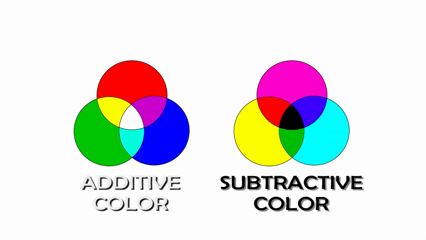So RGB refers to the primary colors of light. Wait. Are you telling me that there are two sets of primary colors? No. There are technically three. Allow me to explain. There are two sets of colors, the colors of light and the colors of pigment. These are commonly referred to in the art world as additive color and subtractive color.